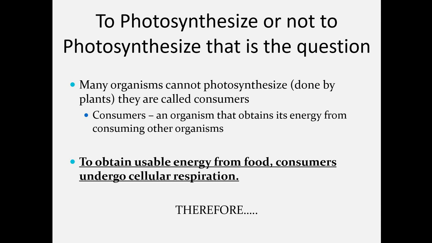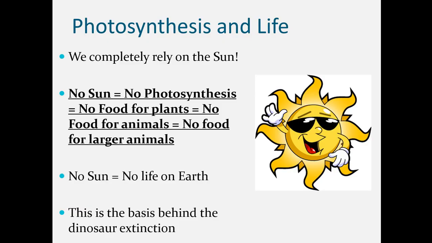So consumers get energy from the plant. To obtain usable energy from foods, consumers undergo cellular respiration. So how are we getting the energy? We do respiration and we get the energy. If we can't respire, then we cannot be alive. With photosynthesis, we completely rely on the sun. No sun means no photosynthesis.